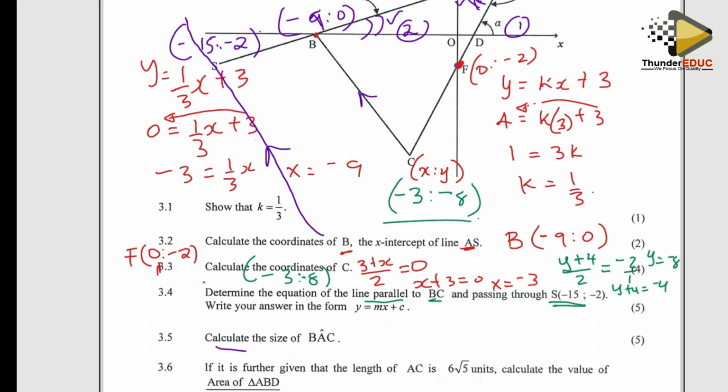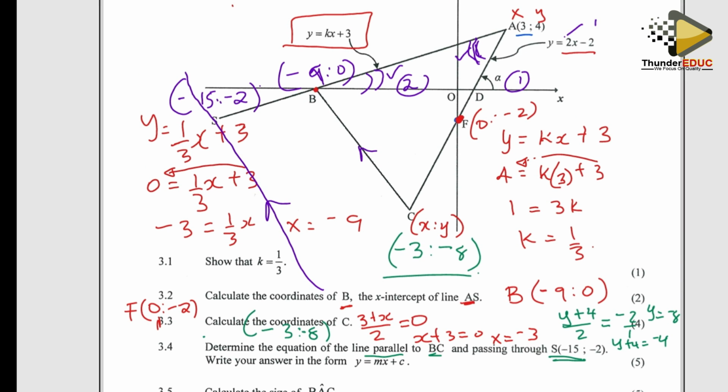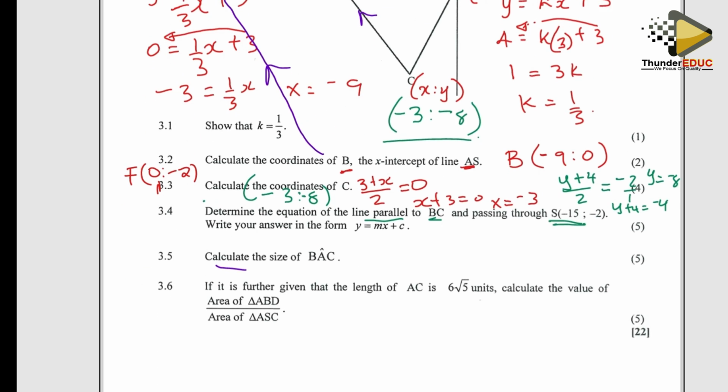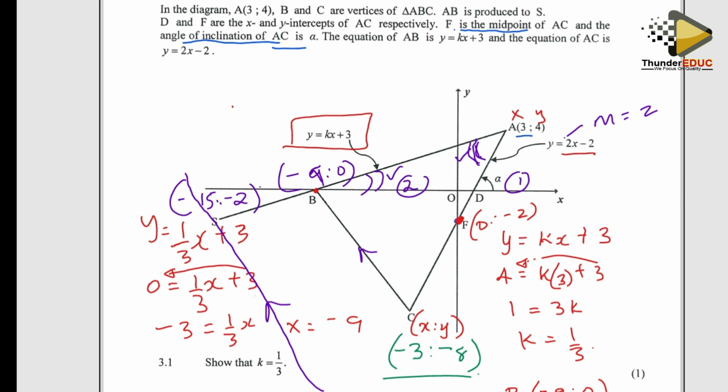So what I'm going to do, since I have the gradient of this line, and that gradient is 2, I can use the inclination method to say that my alpha is going to be the arctan of 2, because we know that M must be equal to the tan of alpha. Okay, so the shift tan of 2 is giving me 63.43 degrees. And then this line has a gradient of K, which we got as a third.